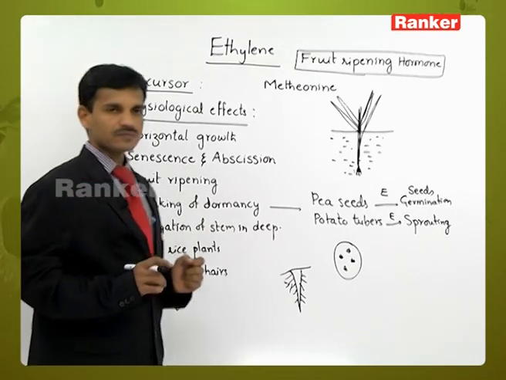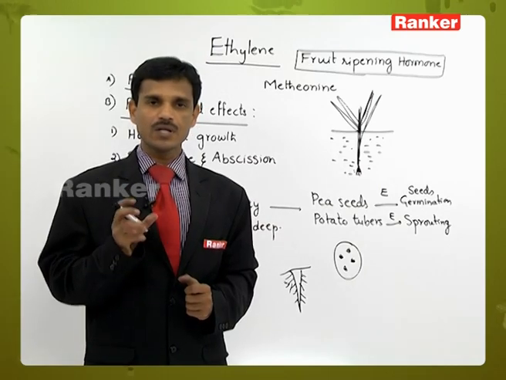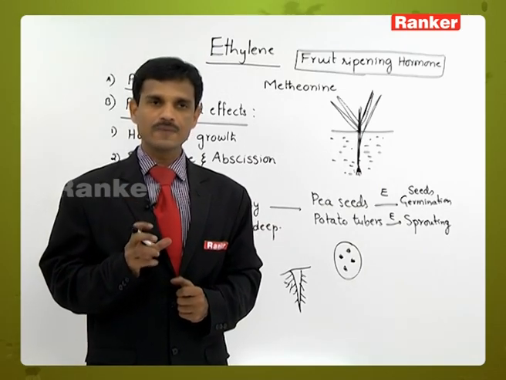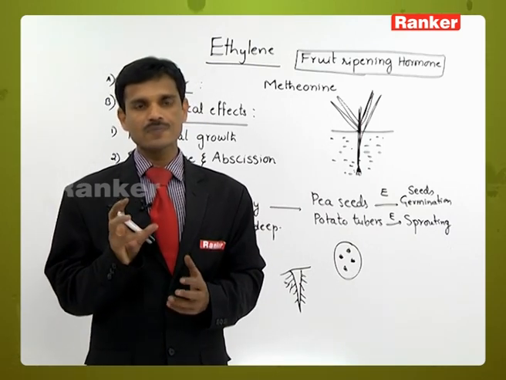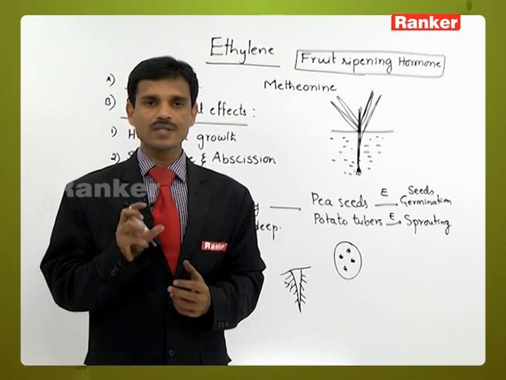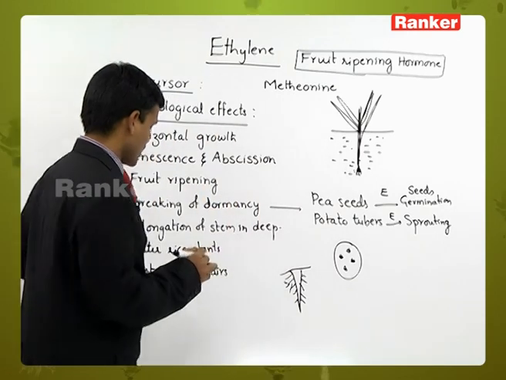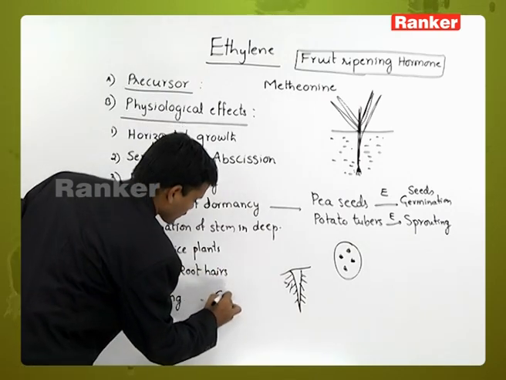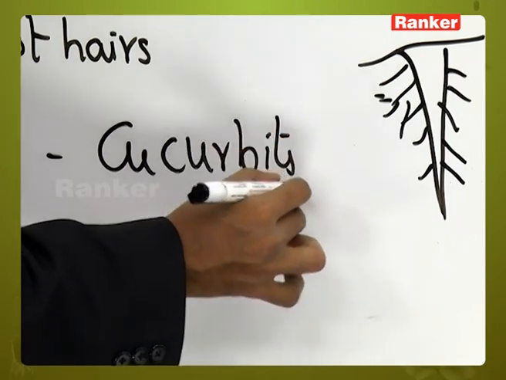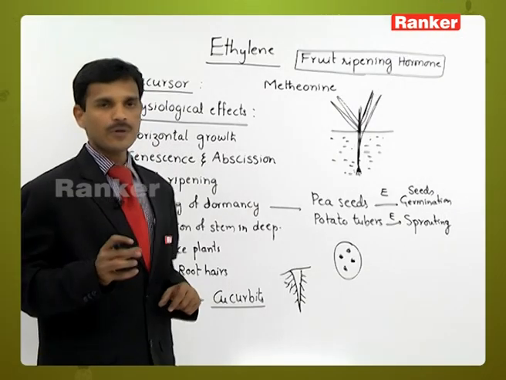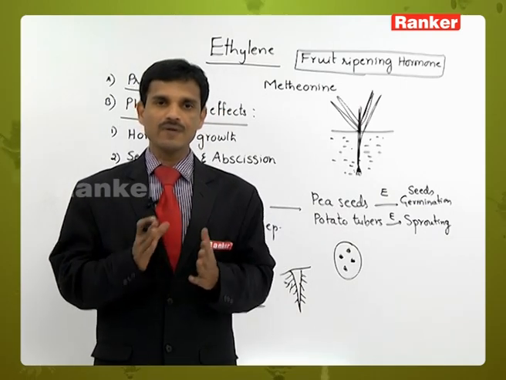Next, flowering. In some plants, unisexual or monosexual flowers, male and female flowers are present separately. Generally, flowers produce sexual organs within the same flower, bisexual flowers. But in some plants like cucurbits, the cucurbit family members, they are producing unisexual flowers, separate male and female flowers.